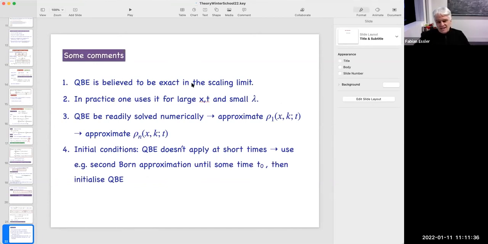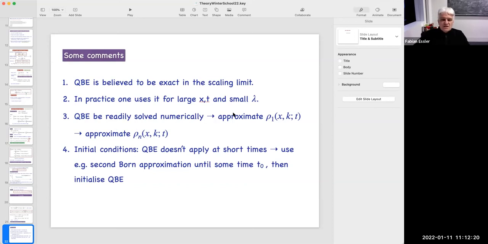The rationale for taking this particular scaling limit is that it's believed that this quantum Boltzmann equation is in fact exact in the scaling limit. It's not an approximation. Proving this is ongoing research in mathematical physics, so people are trying to prove this mathematically. As physicists, we don't really use it in the scaling limit, which is quite artificial. Instead we use it for large x and t and small lambda. There it's not exact, but it's often a very good approximation. Its advantage is that it can be readily solved numerically.